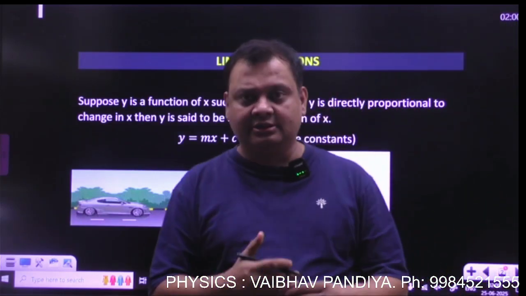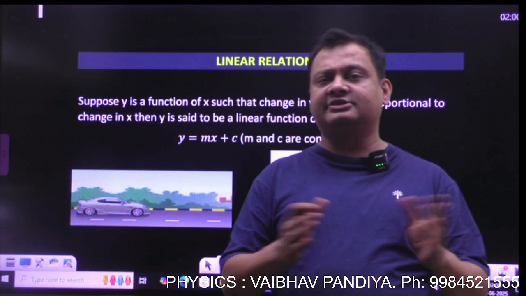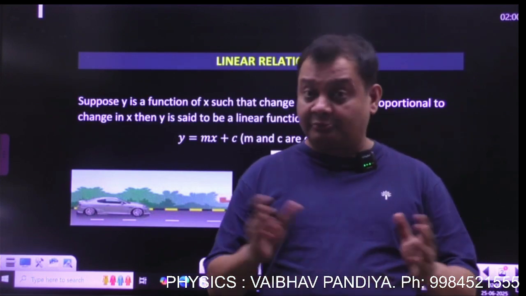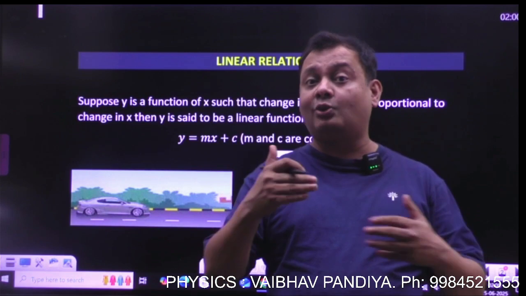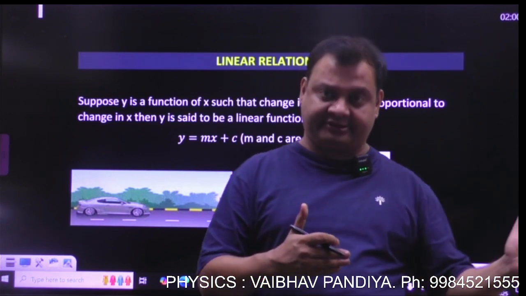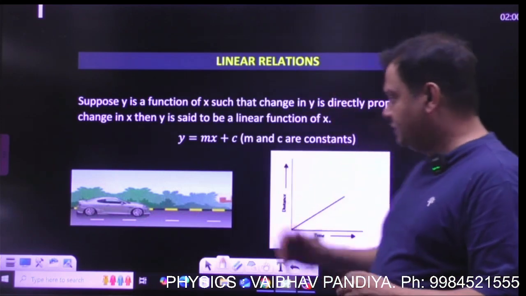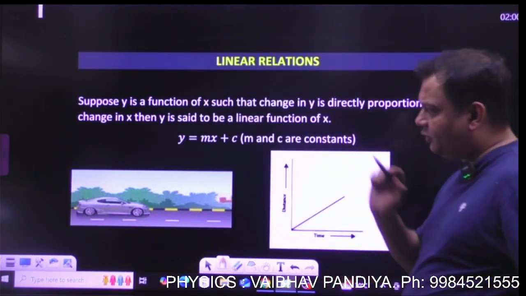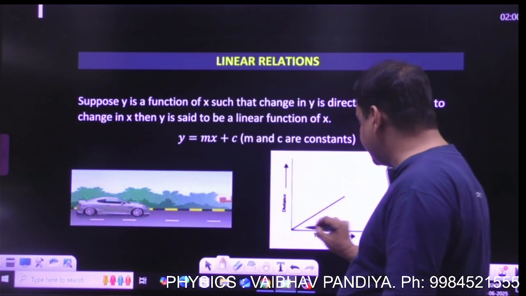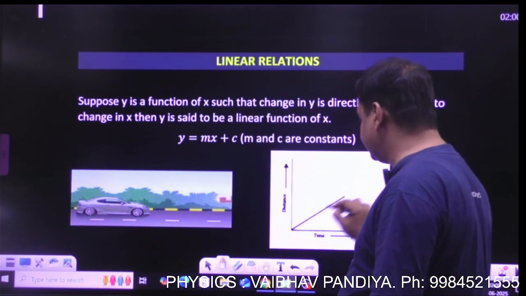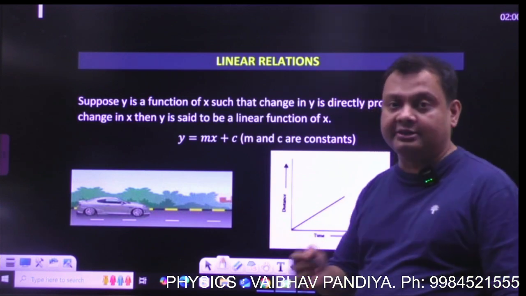Linear relations. In everyday life, we see so many changes which involve a linear relation between two quantities. Suppose we have two quantities y and x, and y is changing at a constant rate with respect to x. Then we say y and x are related linearly. To illustrate, if you see a car moving on a road with a constant speed, and you plot the distance-time graph, you will get a straight line like this. The graph will be a straight line graph. Such a graph is called a linear graph.